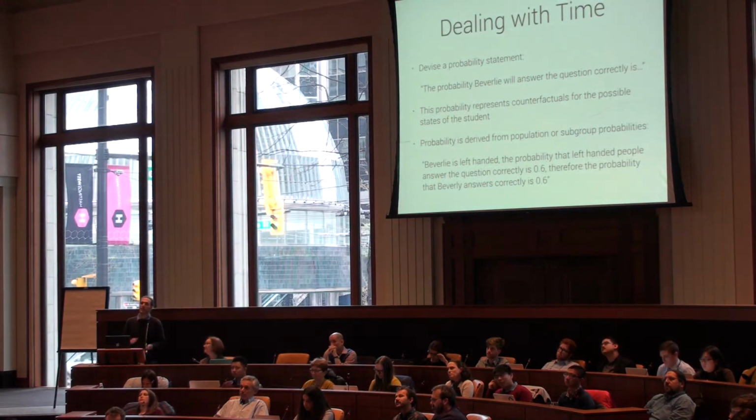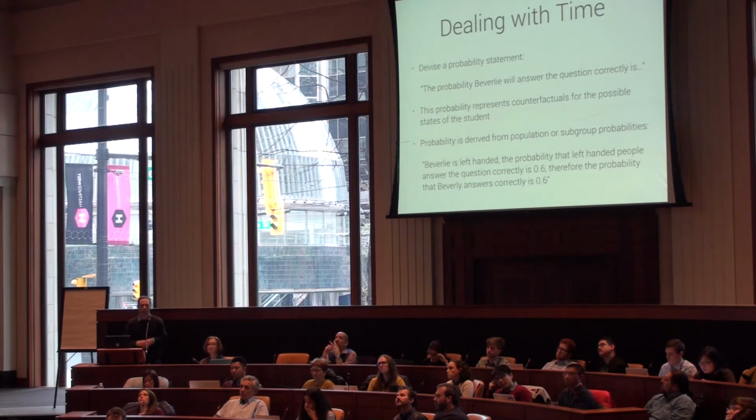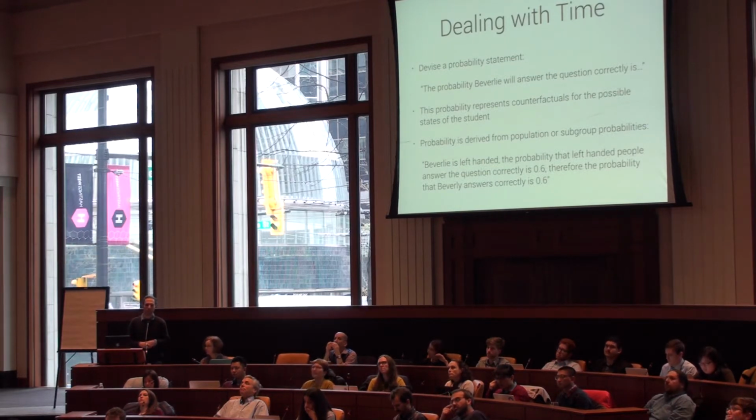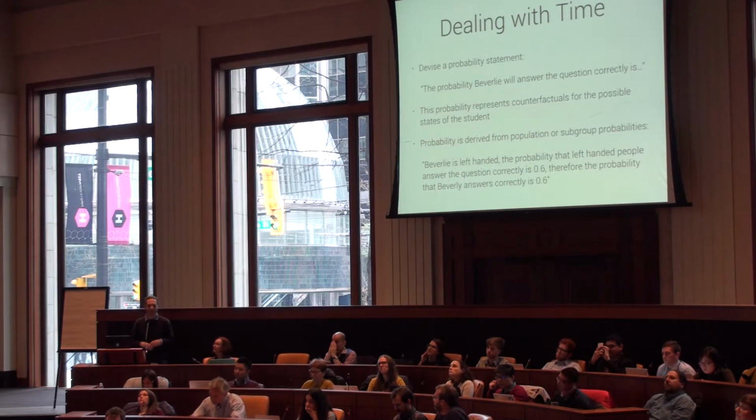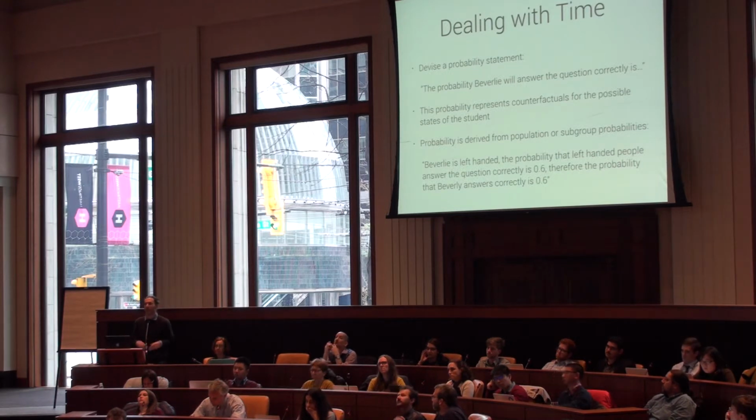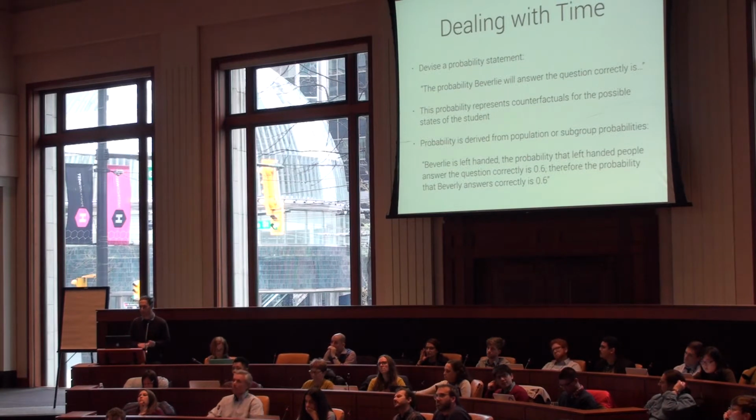We want to come up with a statement like: the probability Beverly will answer the question correctly is X. The way we fudge it in our minds is that the probability represents hypothetical counterfactuals of what would happen to Beverly, and the actual numbers are derived from a population that we can reasonably expect Beverly is like. That's how we generate our probability statements for individuals.